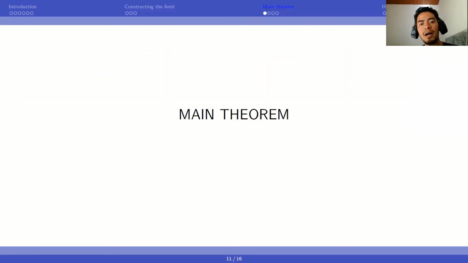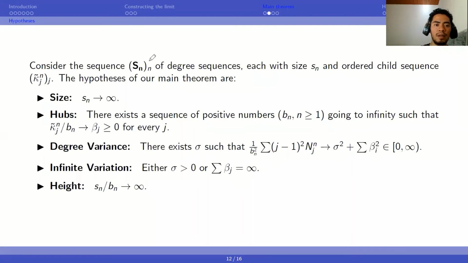The assumptions of our theorem are the following. Let s_n be a sequence of degree sequences, each with size s_n, and consider their ordered child sequence, tilde kappa_n. Recall that the child sequence is just a vector with n_0 zeros, n_1 ones, and so on. The first assumption is that the size of the trees goes to infinity. The second is that there are some positive numbers b_n going to infinity, such that they rescale the ordered child sequence, and in this rescaling, they converge to beta_j, which are going to be the jumps of your exchangeable increment process.